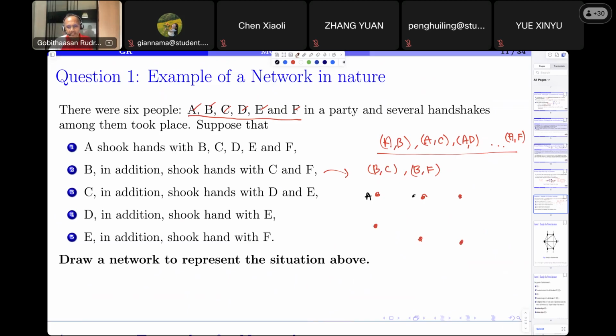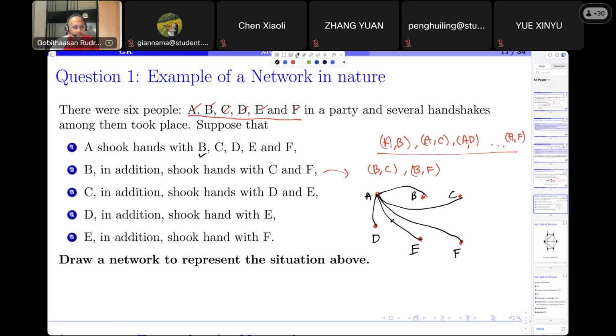A, B, C, D, E, F. So you can just start connecting them. Yeah. On A, B, maybe I go around: A, B, A, C, A, D, A, E, and A, F. So A basically shook hand with everyone.